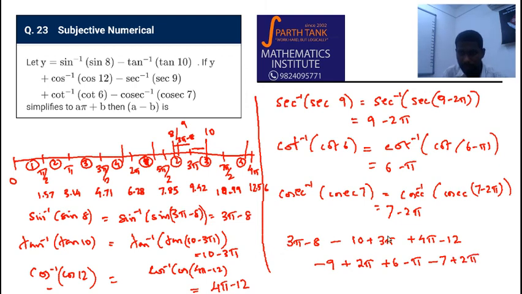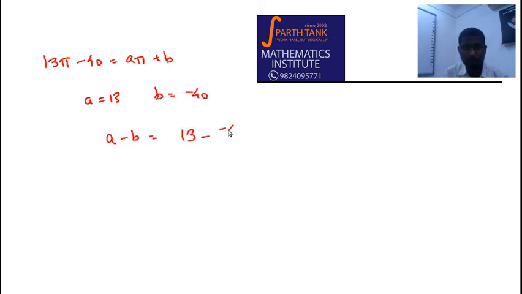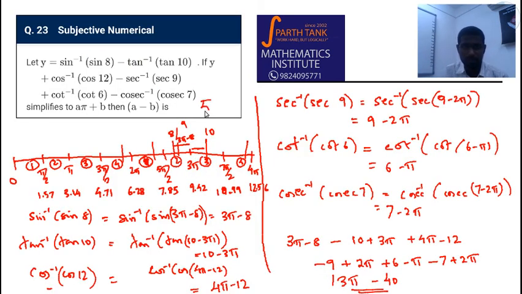So if you see, 3 pi, 10 pi, 12 pi, 11 pi and 13 pi. Then minus 8 minus 10, minus 18, minus 30, minus 39, minus 33 and minus 40. So the answer is 13 pi minus 40, which is given to be a pi plus b. So if 13 pi minus 40 is a pi plus b, a is 13 and b is minus 40. So a minus b, which is what they have asked, is 13 minus 40, which is 53. So the answer to this question is 53.